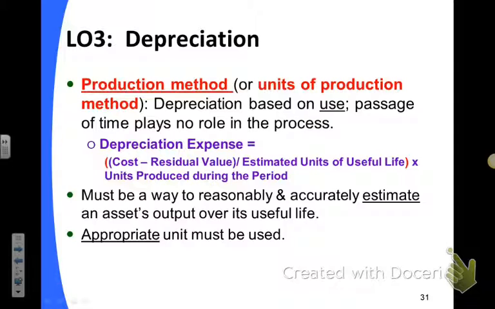So in this one, we're going to get a factor that relates to the use of the asset. Again, we're going to take the residual out. If there's any future value, we're going to take that out of the equation because we're only going to depreciate the asset up to its residual value. The estimated useful life is going to be based on some units, and then we're going to multiply that times the units that were produced during the actual year.